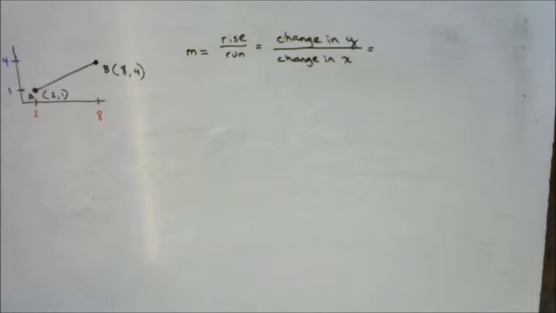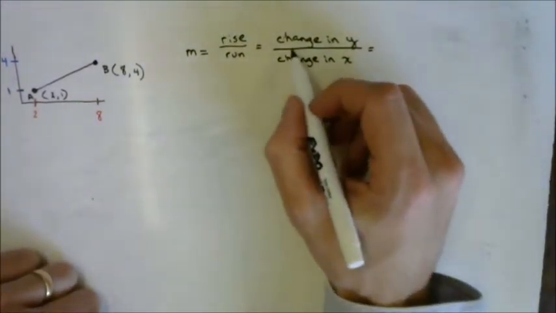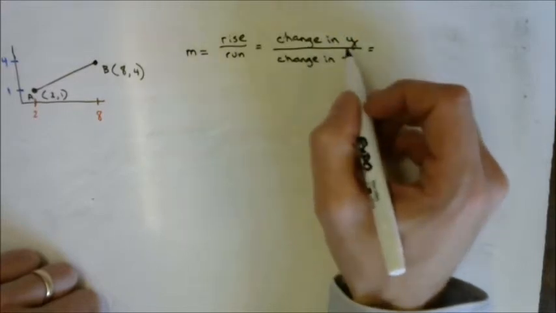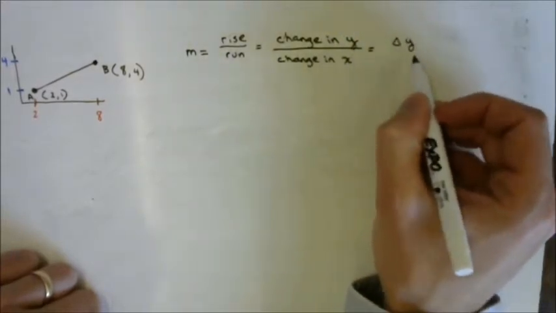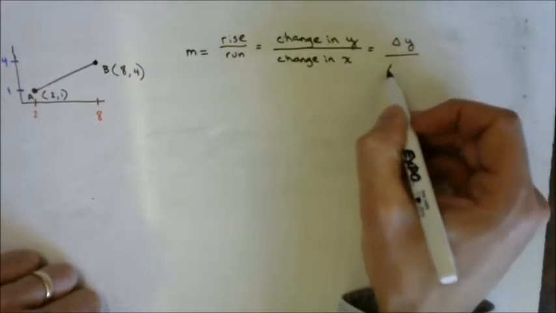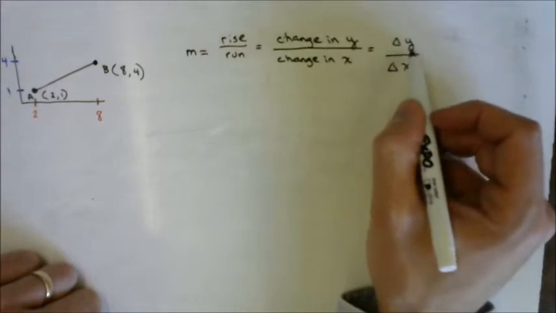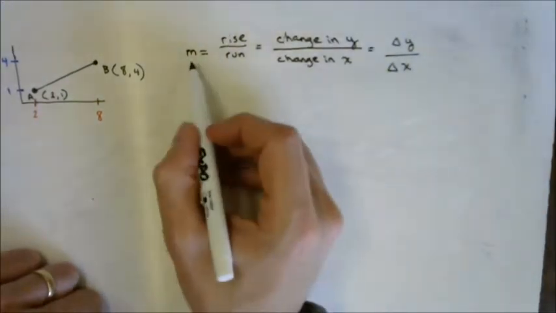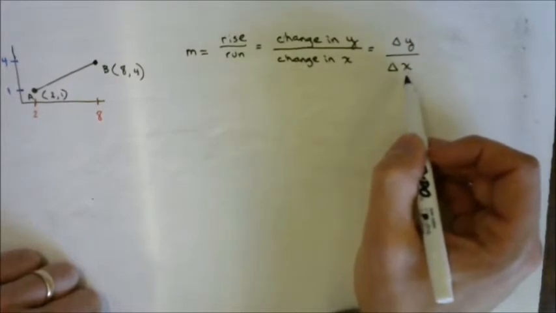Before getting into that, I'm going to give you another way of saying this. The change in, or the difference in, is represented by this symbol, delta y. You'll learn that a little bit later. But delta y over delta x means the change in y over the change in x. So slope is the change in y over the change in x.